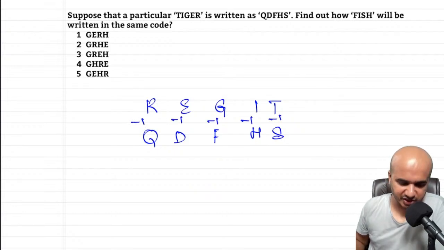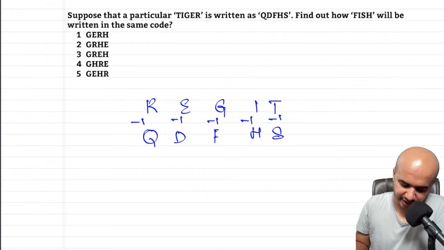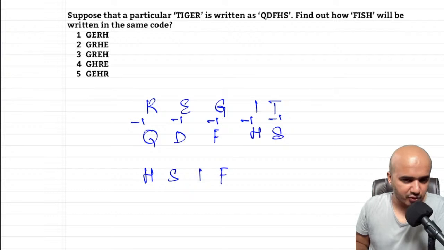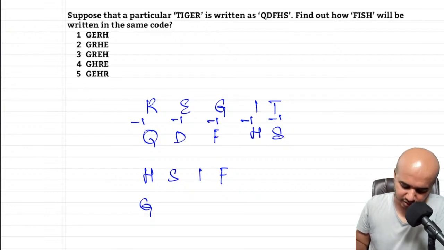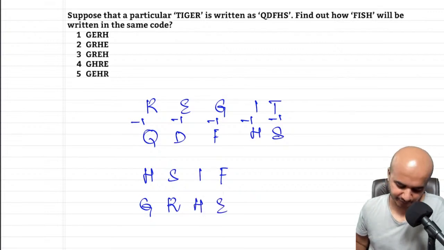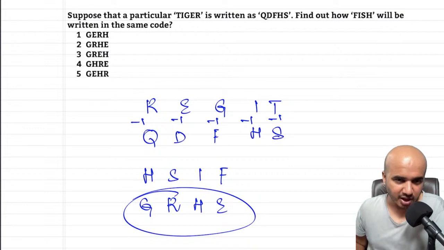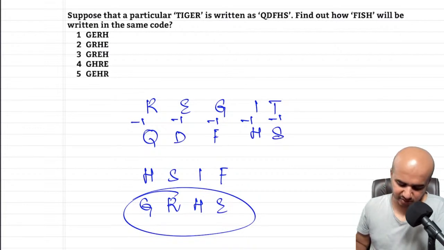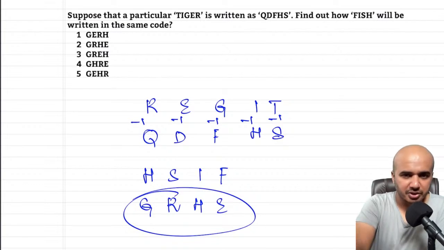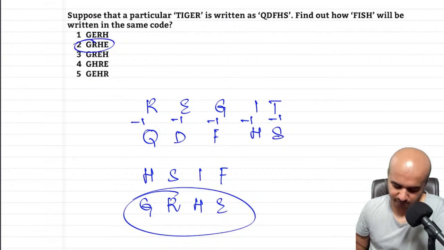So do the same thing for fish. So fish should be reversed, HSIF. So G before H, then S, R before S, H before I, E before F. So GRHE would be the answer. In fact, we'll have to look at all the letters anyway. GRHE is option 2, so we'll have to select option 2, and that is in fact the right answer. Let's move on to the next one.